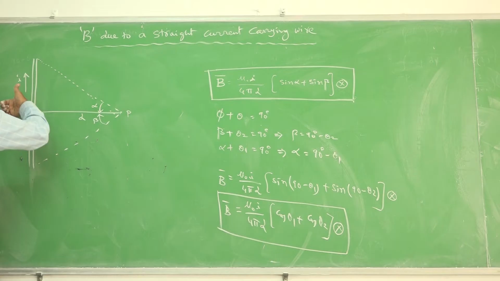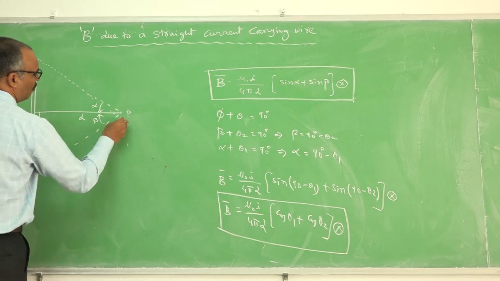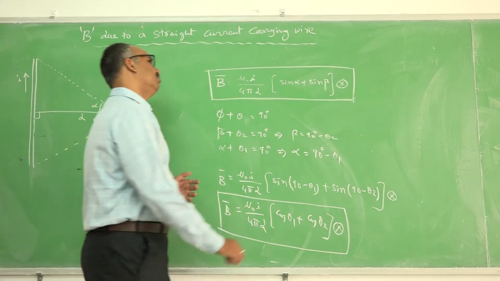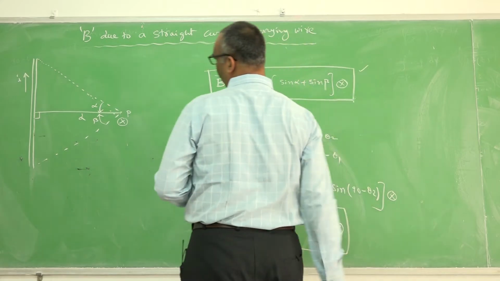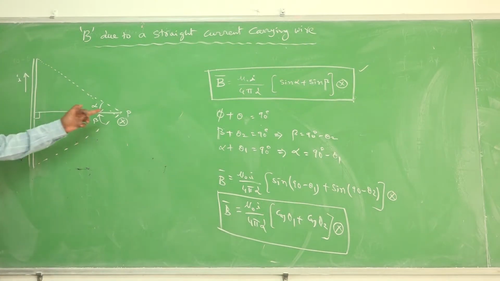According to the right hand thumb rule, if you hold the conductor with your right hand such that the thumb represents the direction of motion of current, the remaining fingers at this point are pointing into the paper. So the magnetic field is into the paper. By using this formula, we can calculate the magnetic field at this point due to the current carrying wire.